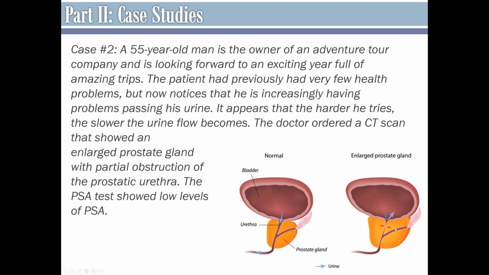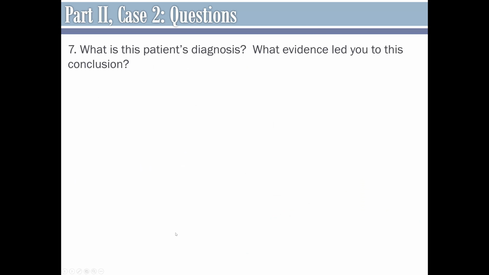So here's what an enlarged prostate gland would look like. And so it can cut off the flow of urine because the prostatic urethra passes right through the middle of the prostate gland. So number 7, what is this patient's diagnosis? What evidence led you to this conclusion?